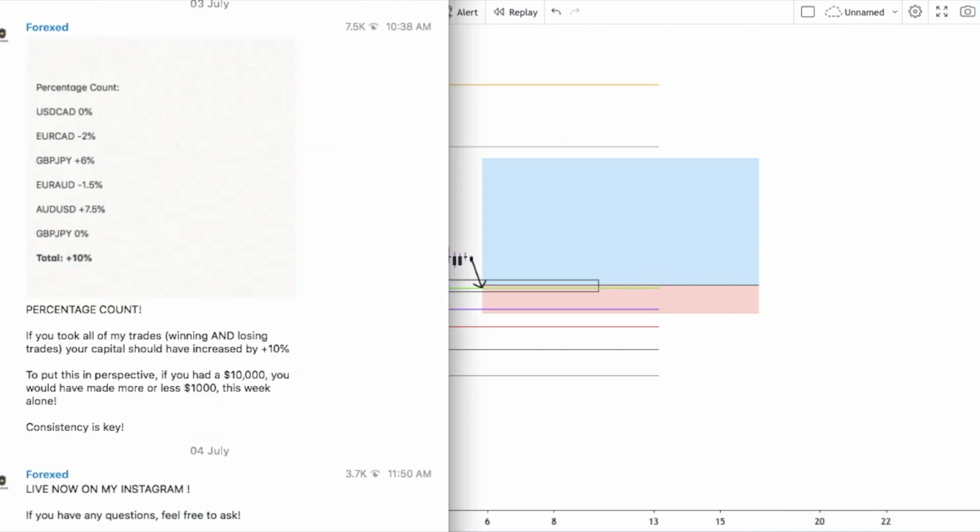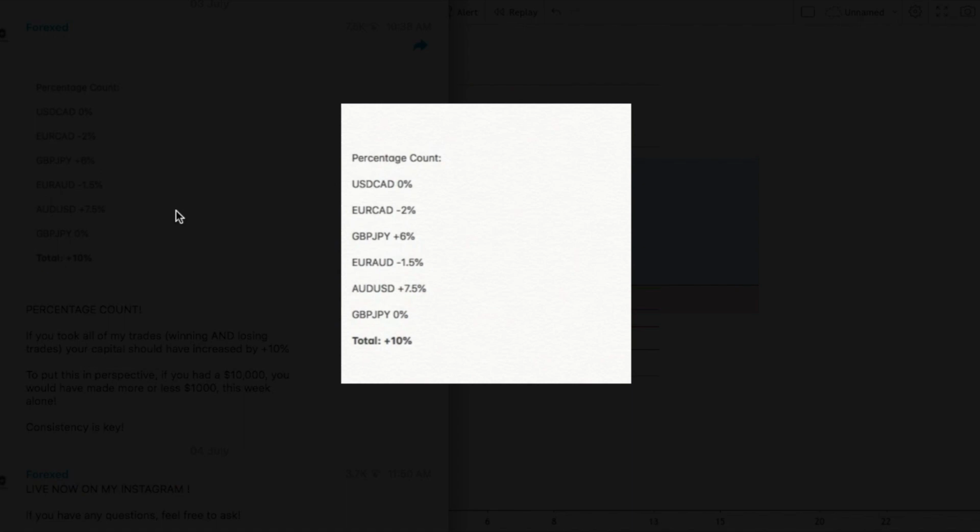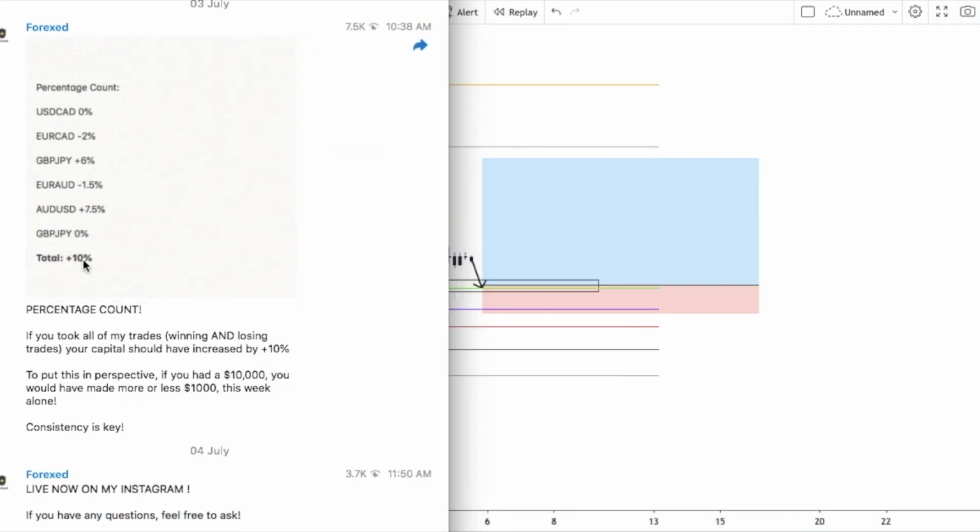Speaking of the Telegram channel, last week we had a nice 10% gain, with nice wins on AUDUSD and GBPUSD. However, we did have some losses on EURCAD, with USDCAD and GBPUSD coming in at break even. So a 10% gain for the week.